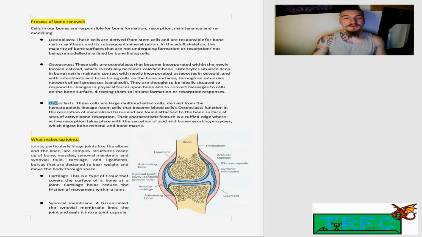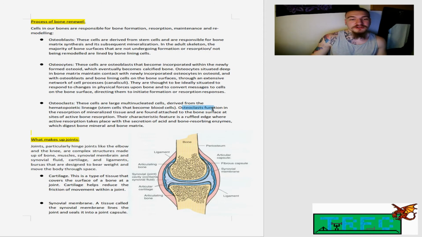Now, the third cell we're going to be talking about today in the process of bone renewal is the osteoclasts. Now, these cells are large multinucleated cells and are actually derived from the hematopoietic lineage. It's quite a mouthful there. Basically, that is stem cells that become blood cells. But this one's taken a different route and become an osteoclast instead.